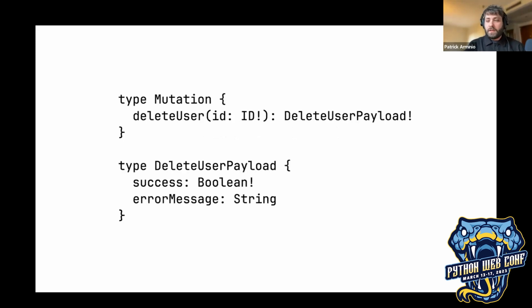And this is the schema that you would have for this mutation. So there is an entry point for the mutation, which has the deleteUser mutation that we've seen. And then there's the type for the result of this mutation.